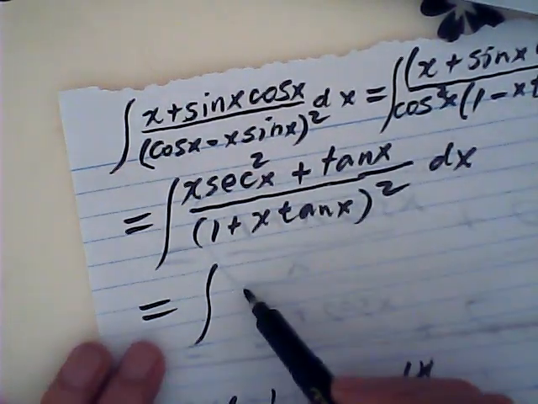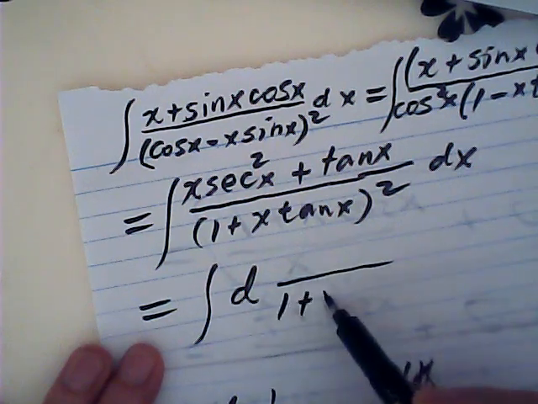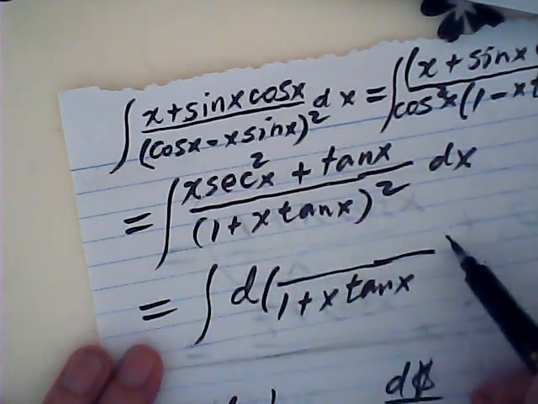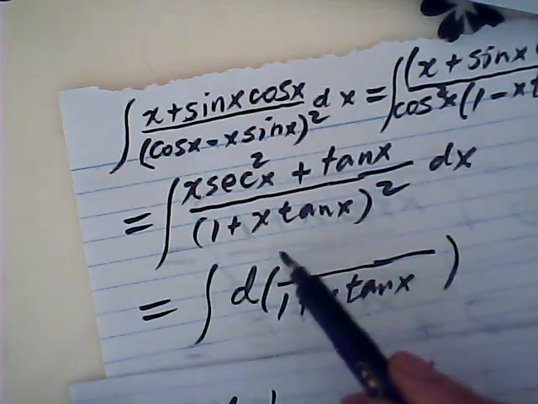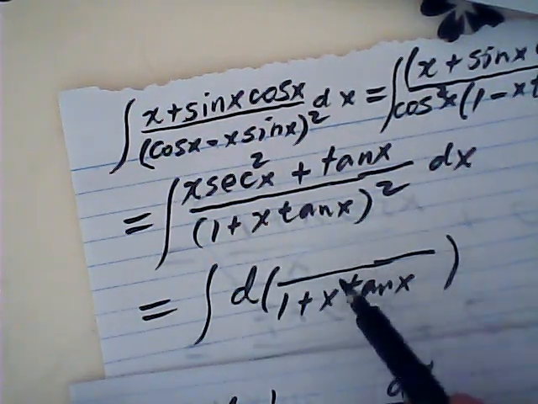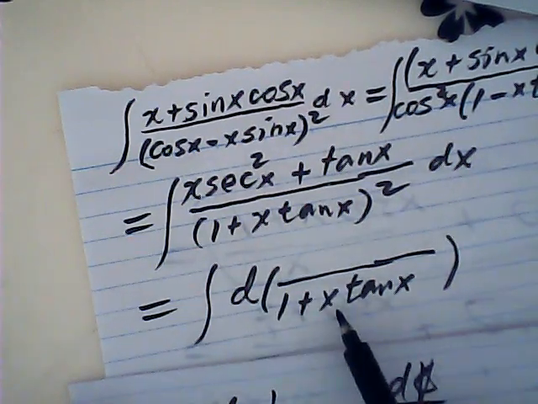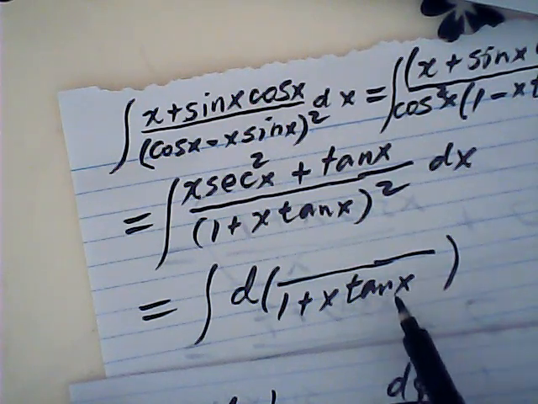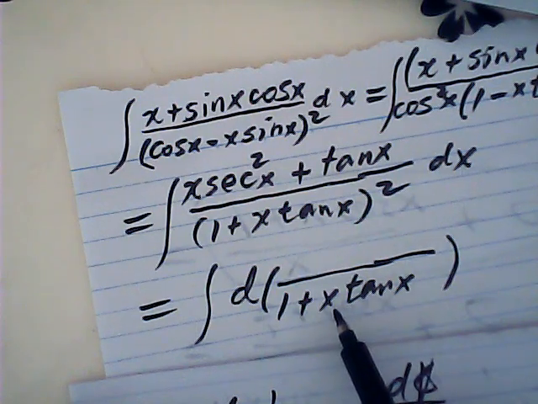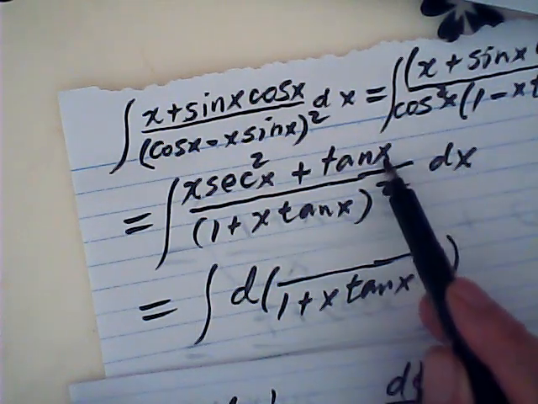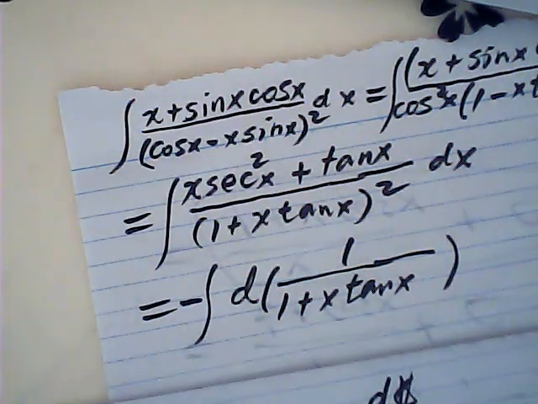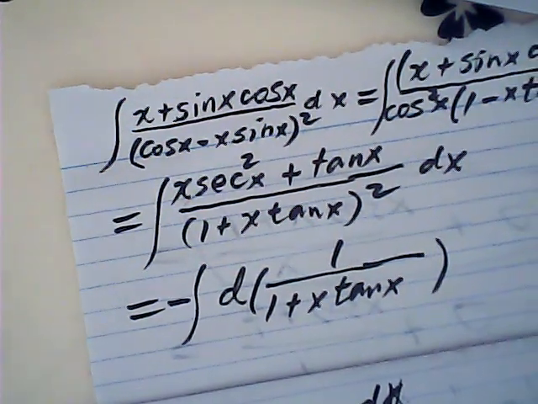So our rational function could become d of 1 plus x tangent x, right? This derivative becomes this squared, right? And on top will be the derivative of this one. This derivative is 1 times this one, secant. Okay? And multiplied by this derivative, which is 1 times tangent. So it becomes negative, which is a negative outside, right?